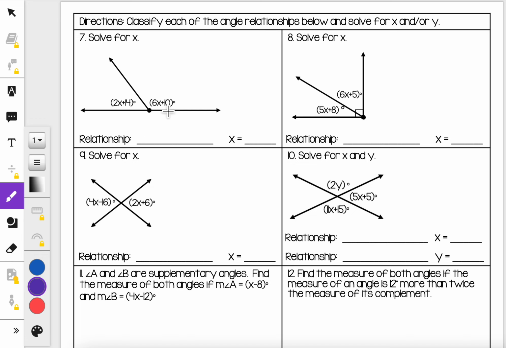So here I have two angles that form a straight line. That's going to be a linear pair. We can also say they're supplementary. Okay, so I'm going to take these two angle measures, 2x plus 14 and 6x plus 10, and set that equal to 180 degrees. So I have 8x plus 24 equals 180. And when I solve for x, we're going to get 19.5.